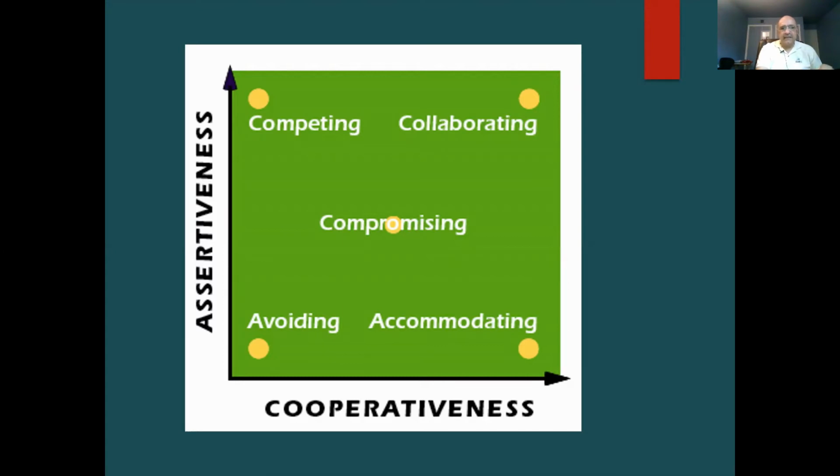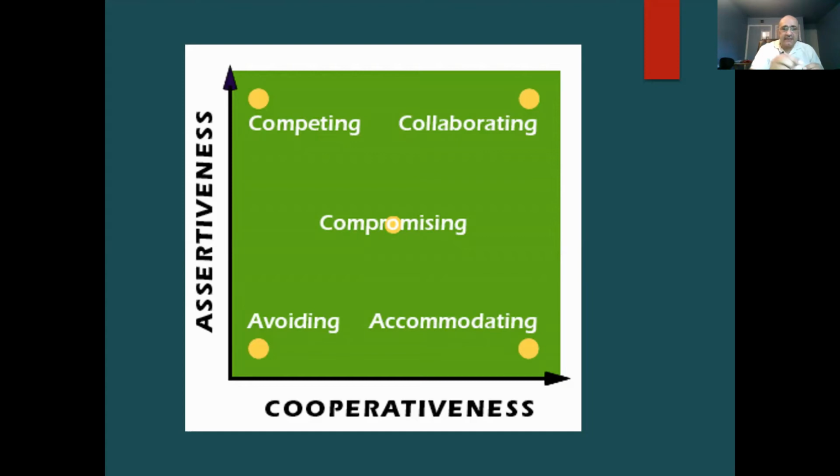And then avoiding is when you are running away from the situation. Neither are you being assertive, nor are you cooperating. You're just walking away from the situation as much as you can. That's avoiding. The opposite of that is collaborating. Collaborating is the highest point for both assertiveness and cooperativeness, meaning that you are trying to achieve simultaneously the best for yourself and for the other as well.